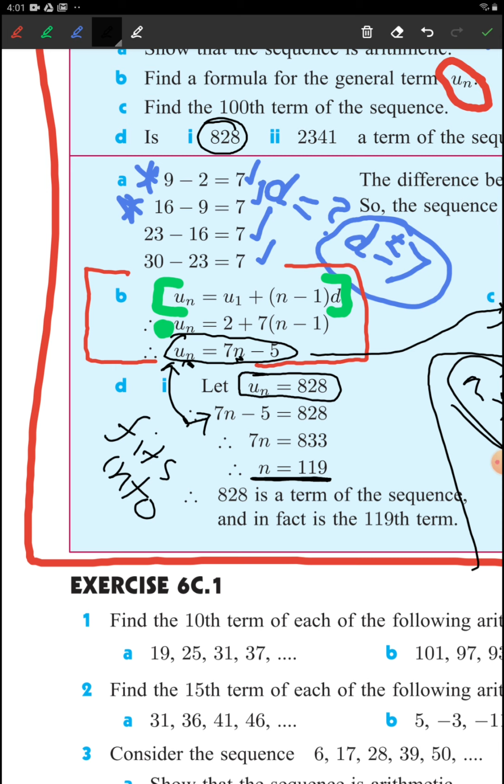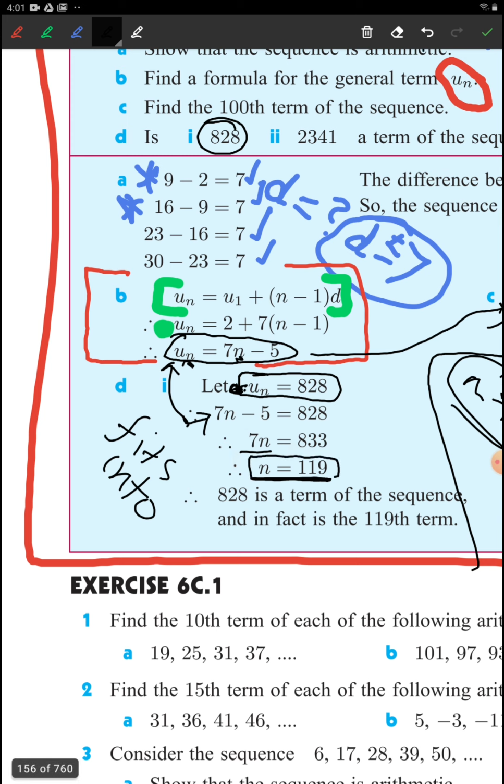Okay, so they said, okay, let's pretend that u sub n is 828. So they plugged 828 in place of u sub n. See how they did that? Okay, and then they combined like terms. They added 5 on both sides. All right. Then they got 7n equals 833 divided by 7. They got n equals 119.